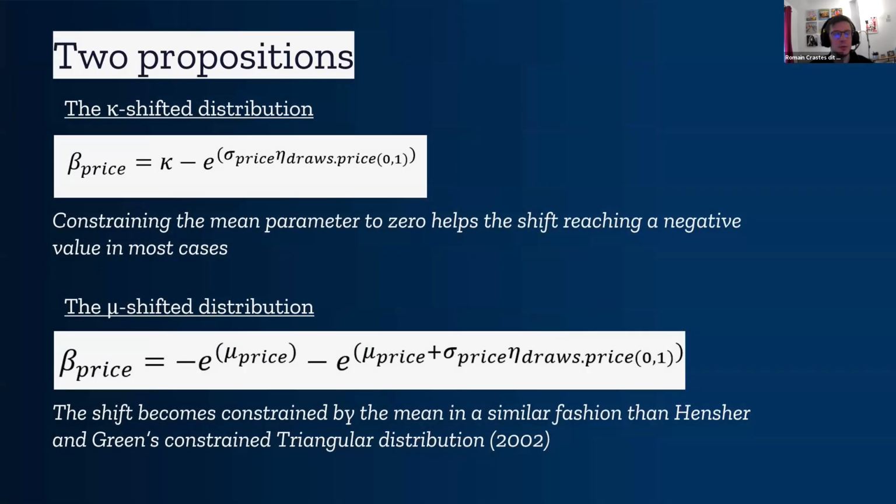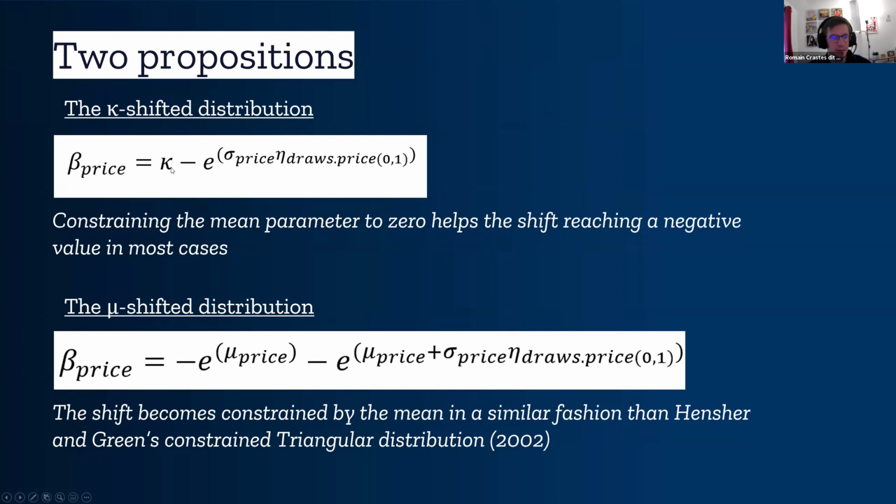And in this paper, we have these two propositions. I first suggest the kappa shifted distribution, where beta price equals kappa minus exponential of sigma price multiplied by normal draws. This is an attempt to constrain the mean parameter of the log normal distribution to 0, to help the shift reaching a negative value in most cases. So we are putting most of the heterogeneity in the mean, captured by this kappa.